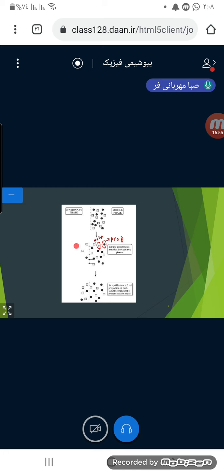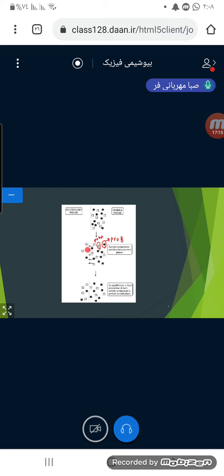Our stationary part is here. It is a solid part. And the mobile part or liquid part has our samples. What are our samples? A mixture of protein A and protein B. We want to separate them from each other.